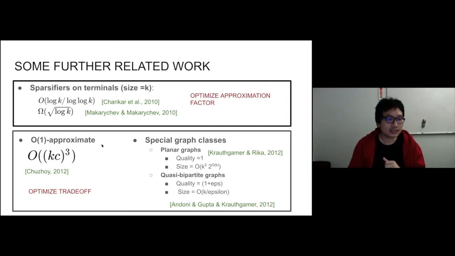And there are other works, for example, a trade-off between quality and the size of such mimicking networks. For example, if you want to preserve the cuts up to a constant factor, then there exists a mimicking network of size k c cubed. And for special graph classes, better bounds are known. I'm not going to go into the detail of this. Okay, so this completes the introduction, and now I want to show you how to construct such a graph.